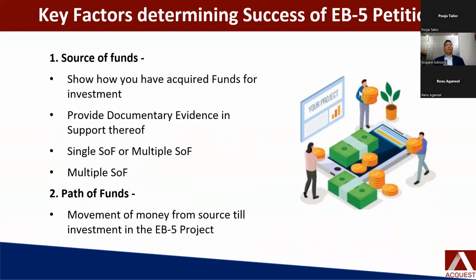So let us look at now, what are the key factors? We have looked at what are the changes. Now let us look at some of the key factors which will determine the success of your EB-5 application. The first factor is the source of fund. Friends, we saw earlier that the starting point of an EB-5 application is the source of fund. Now, what is source of fund?